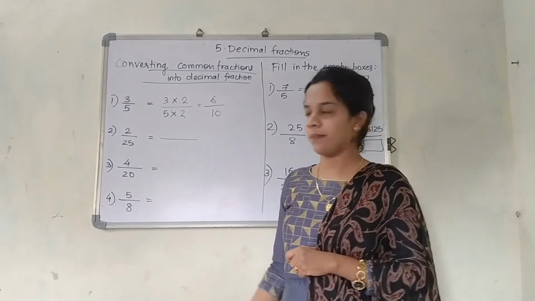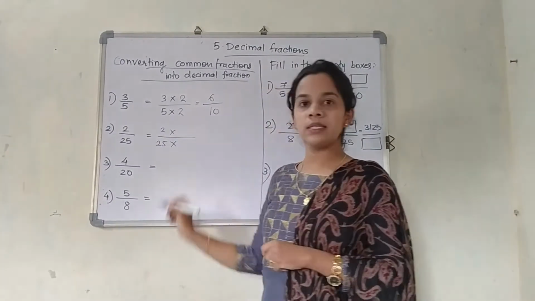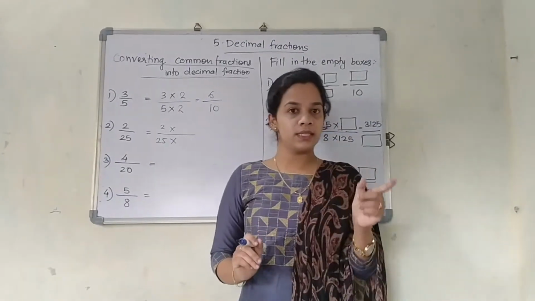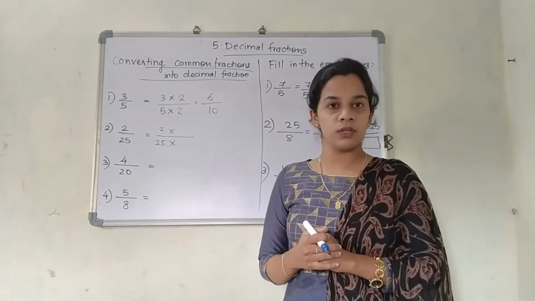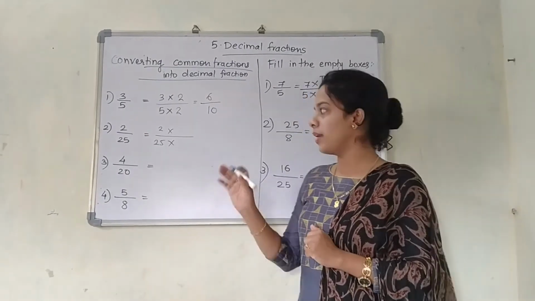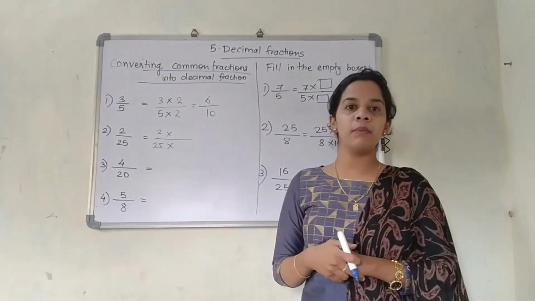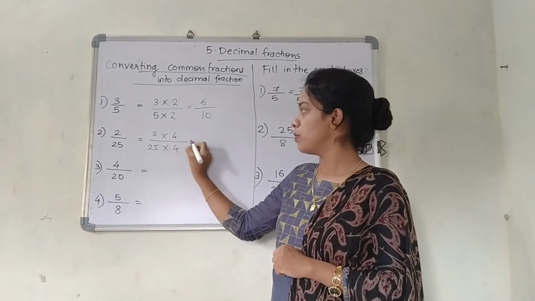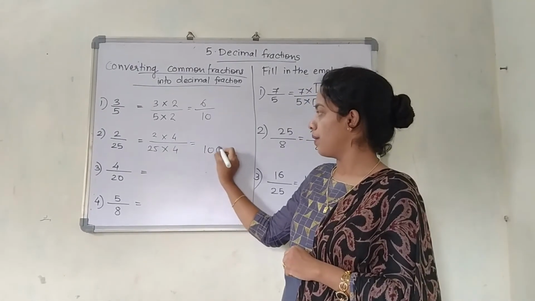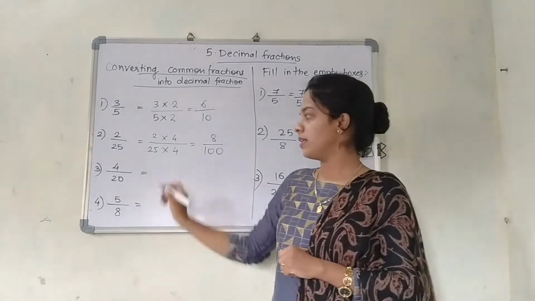Now look at the next question. 2 upon 25. I will write 2 upon 25 as it is. Which is the nearest number to this? Yes, one is 10 and one is 100. 100 is much easier for us to calculate. So to get 100 in the denominator place for 25, by which number will I multiply? Yes, I will multiply by 4. I should multiply on the top also. So I will get 100 over here and 2 4s are 8. Okay.